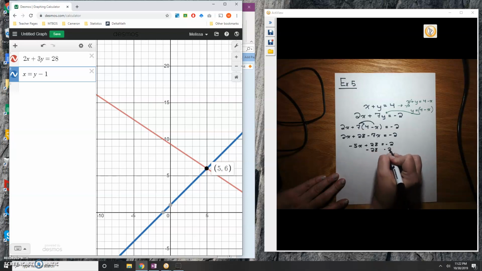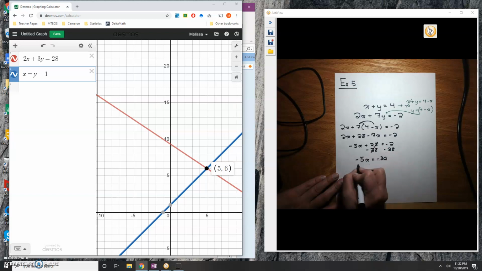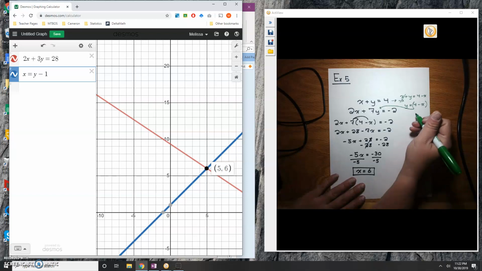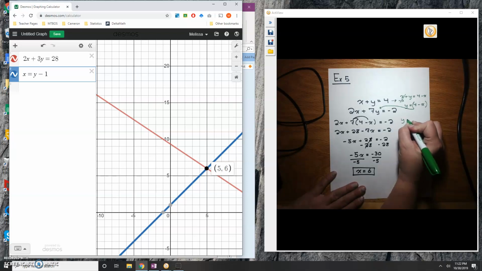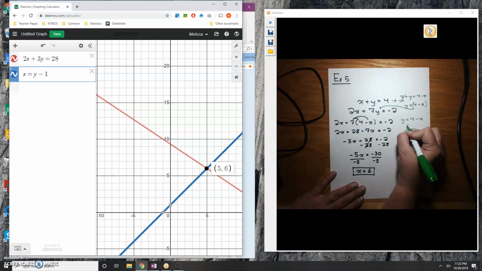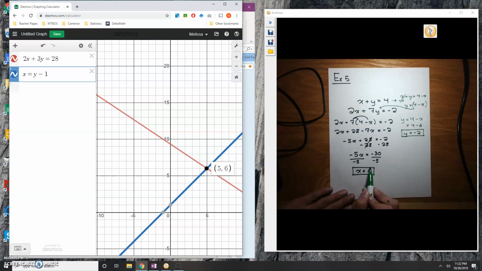Minus 28 from both sides. I have -5x equals -30. Finally, divide by -5. I have x equals 6. All right, now don't forget, we are not done. You do need to plug this back into your original. So we know that y is equal to 4 minus whatever x is. Well, if x is 6, 4 minus 6 is equal to -2. So I have x is equal to 6, y is equal to -2.